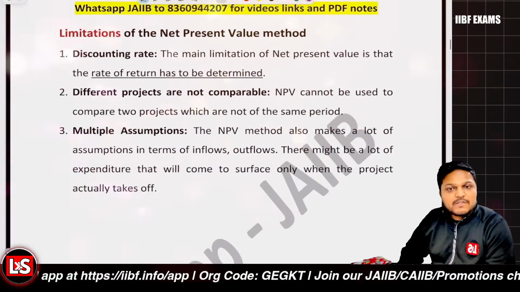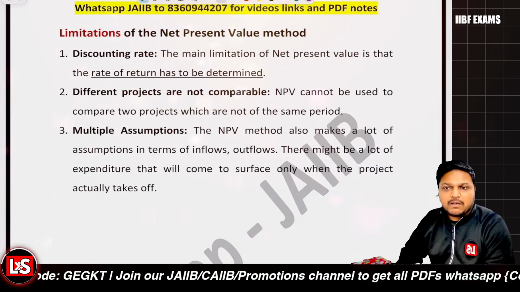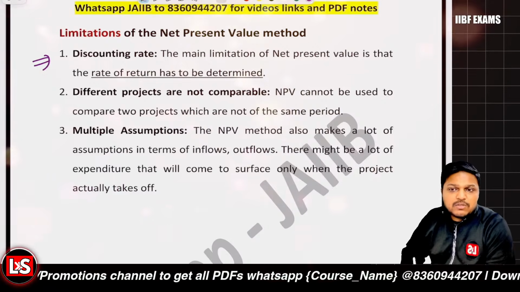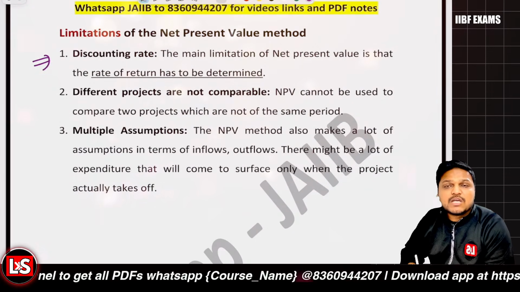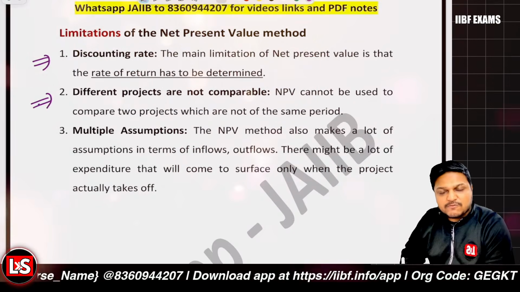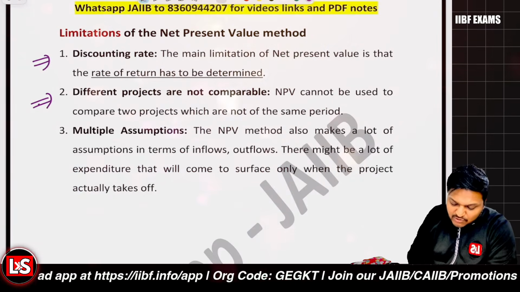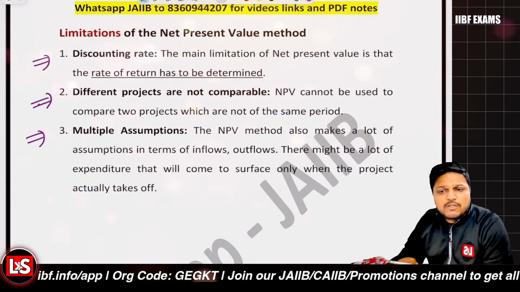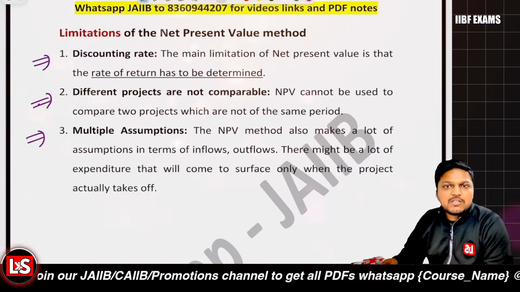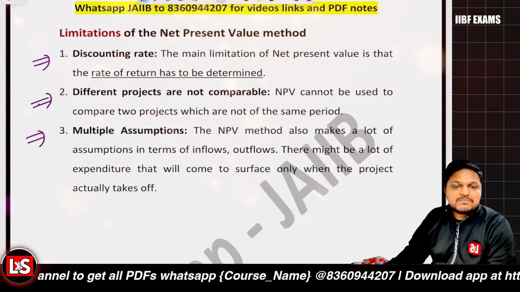What are the limitations? First of all, we have to assume the discounting rate, and it is difficult and it may not be appropriate, right? So this is the first limitation. The second is that different projects are not comparable if they are not of the same time period. If the timeline is different, let's say one project is for 4 years and the other for 10 years, we are not able to make a decision about it. And there are multiple assumptions about the cash inflows and cash outflows, and it may be the case that there is expenditure which we are not able to justify right now. So that can be the case.